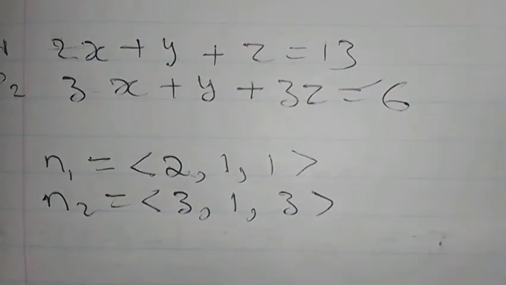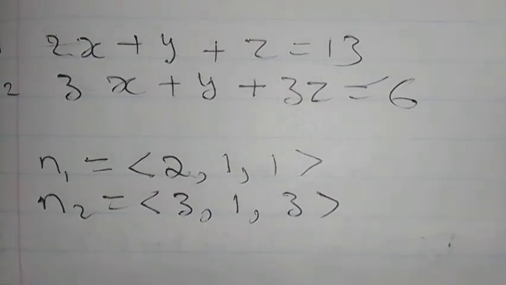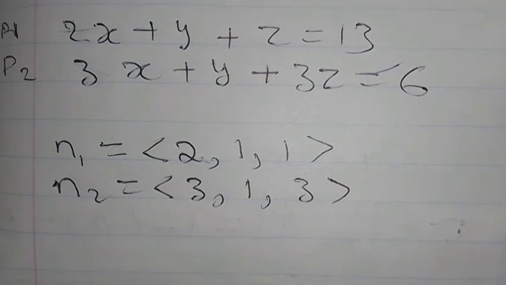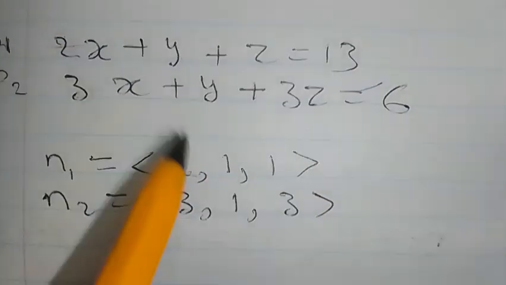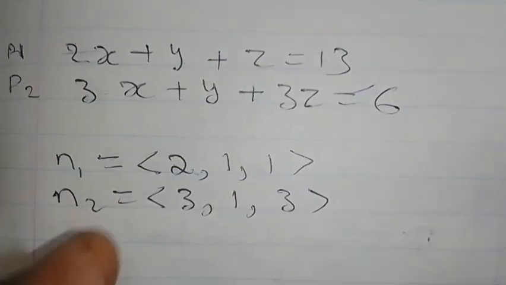Remember, first I showed you how you get the equation of a plane. You get the normal vector and just one point that lies on the plane. Then you can get that equation. From now, I'm just showing you how to get the normal vectors if you have the planes.